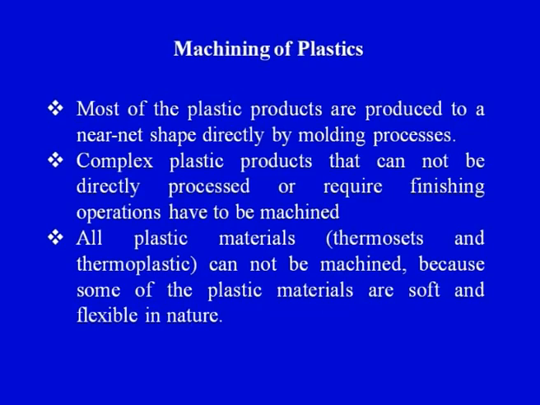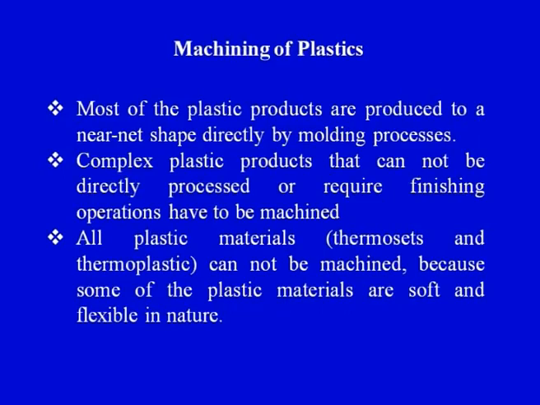But sometimes complex plastic products that cannot be directly processed or require finishing operations have to be machined. Sometimes there is a complex plastic product which has to be made in 3 or 4 simple parts which can be made by some of the processes which we have already covered. So now we have a complex or an intricate plastic part which is made into 4 different sub parts. Now these sub parts have to be assembled together to get the final product, and for assembly sometimes we may be requiring machining operations. So machining is a general term.